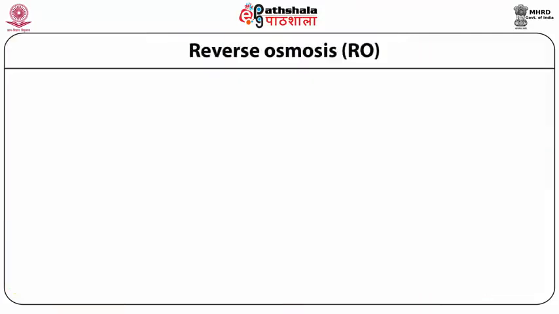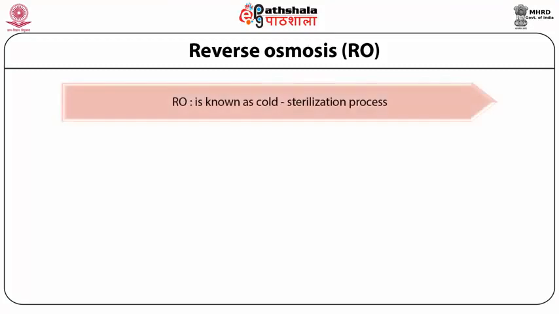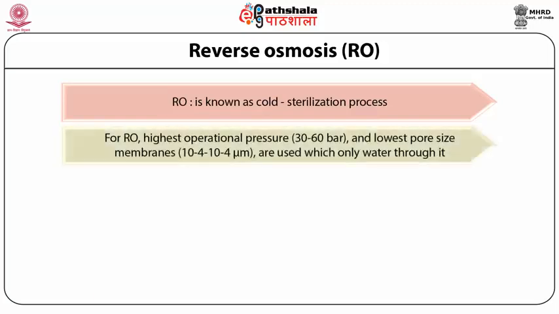The term reverse osmosis was coined in 1931 during the granting of a patent for water salting. The operating pressure of 30 to 60 bar is the highest among all these classical pressure-driven membrane processes. The pore size of the RO membrane is in the range of 10 to the power minus 4 to 10 to the power minus 3 micron, which is lower than the pore size of MF, UF, and NF. Only water can pass through the RO membrane.